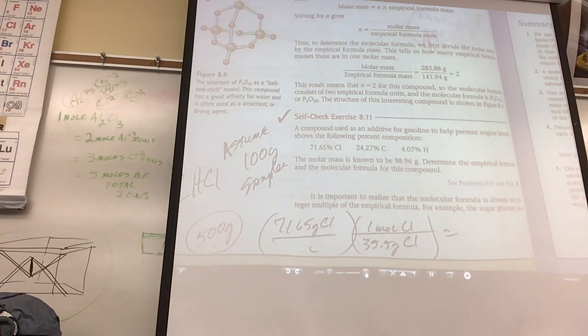The first thing you're going to do is take 71.65 grams of chlorine, change it into moles. Then take 24.27 grams of carbon, change that into moles. Then take 4.07 grams of hydrogen, change that into moles. Why do you use the 98.96? How do you use that? You do the empirical formula first, then you can figure out what to do with the other number.